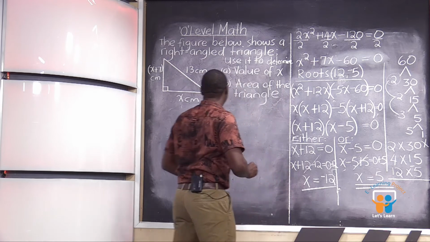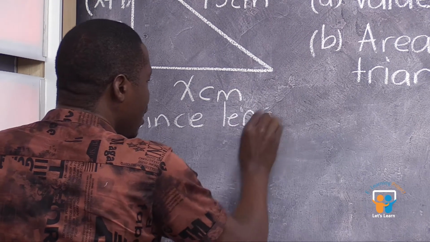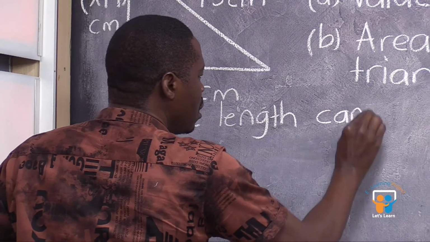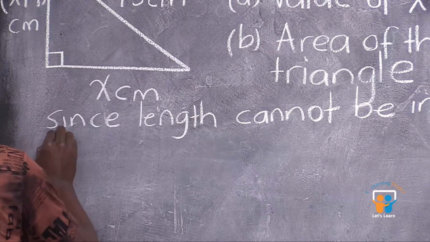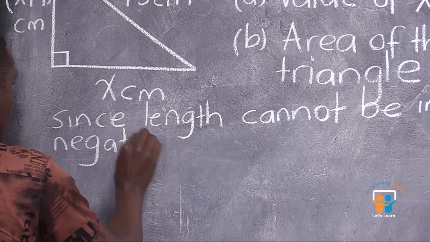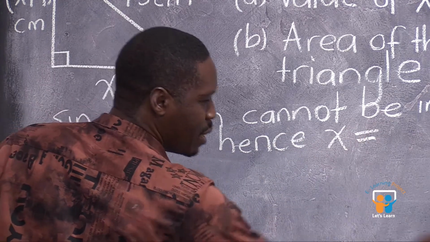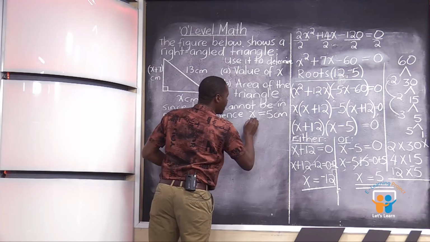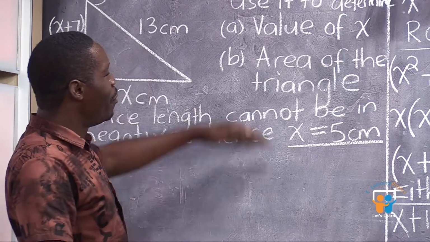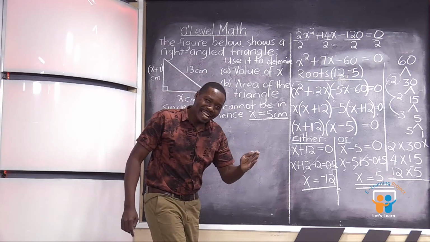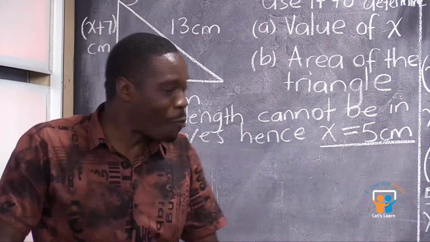You can even write it there. You say, since length cannot be measured, cannot be in negatives. Hence, x is equivalent to what? We are taking the positive value, which is 5 what? Centimeters, which is our value of x. Mr. Examiner, sir, we have found the value of x. Mr. Examiner, sir, we have answered part A. That is what you wanted from us, nothing more. We are now heading to part B.